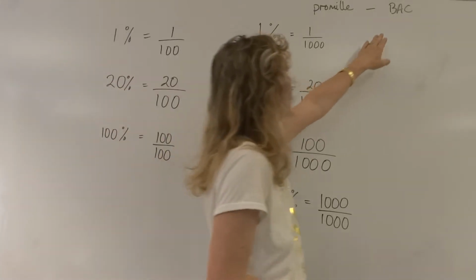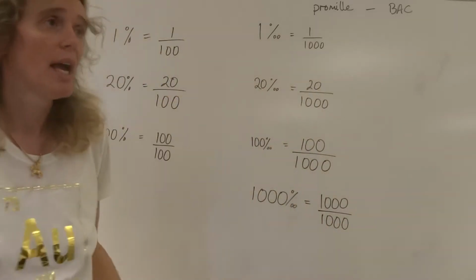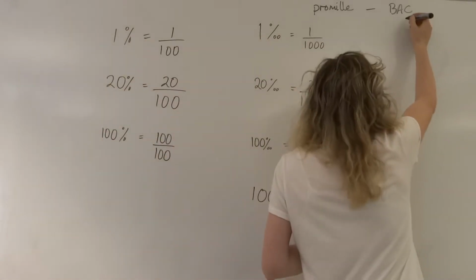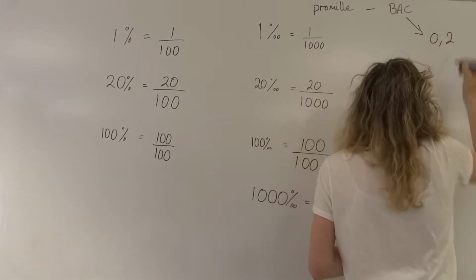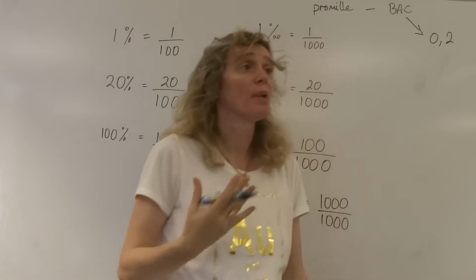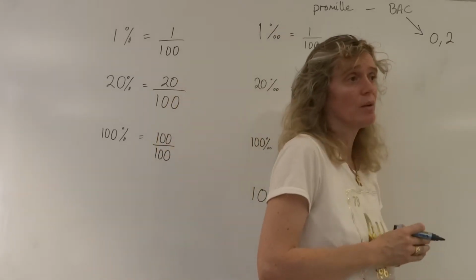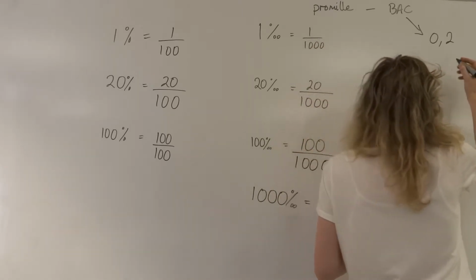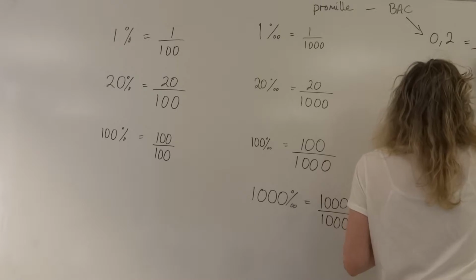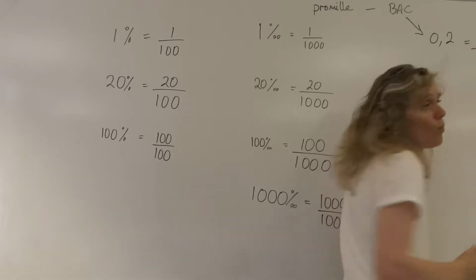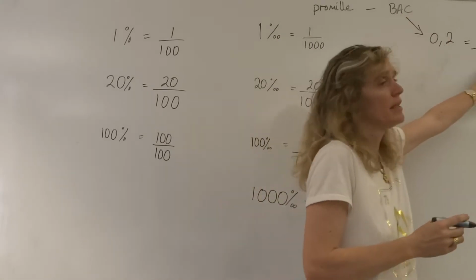In England we have a term called BAC, and that stands for blood alcohol level. And if I was to say that I had a level of alcohol of 0.2 in my blood, that's the legal driving limit in Sweden. What does that actually mean? It actually means that there are 0.2 parts of alcohol out of 1,000. So this term BAC always means out of 1,000.